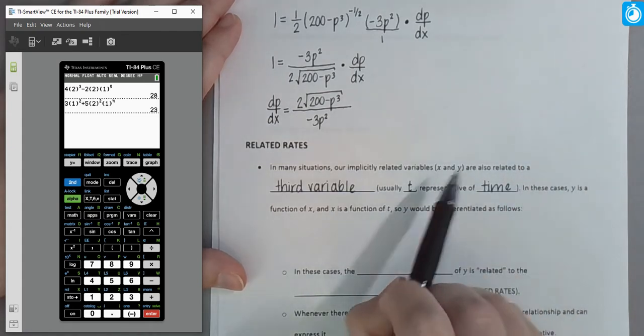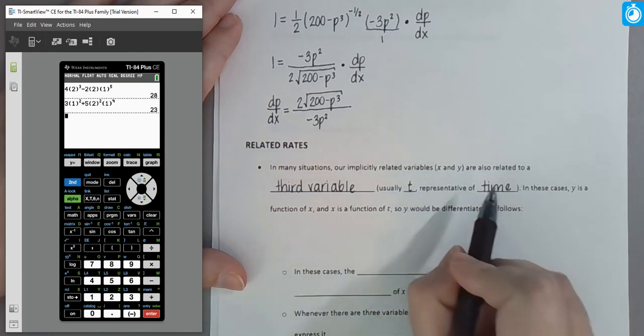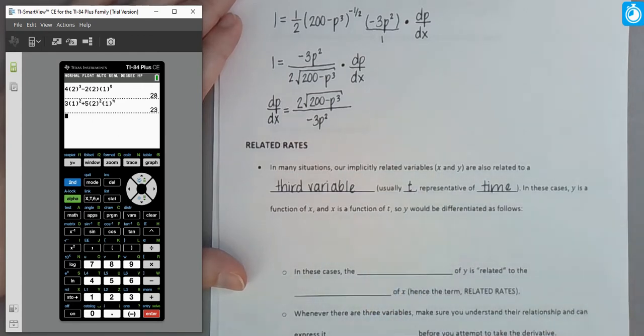So in a lot of cases, we think of x and y as the variables in the problem, but x and y are also changing over time. As time continues, x and y change at a specific rate. So not only is y dependent on x, where x is the input and y is the output, they're both also dependent upon this third variable, time. In these cases, y is a function of x, and x is a function of t, of time. So y would be differentiated in the following way.